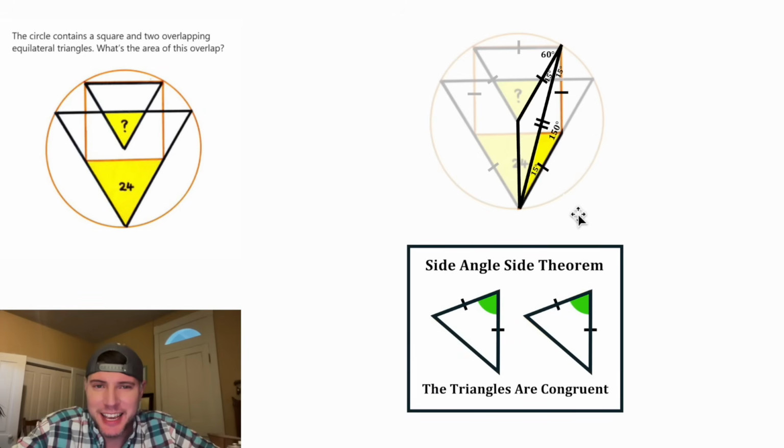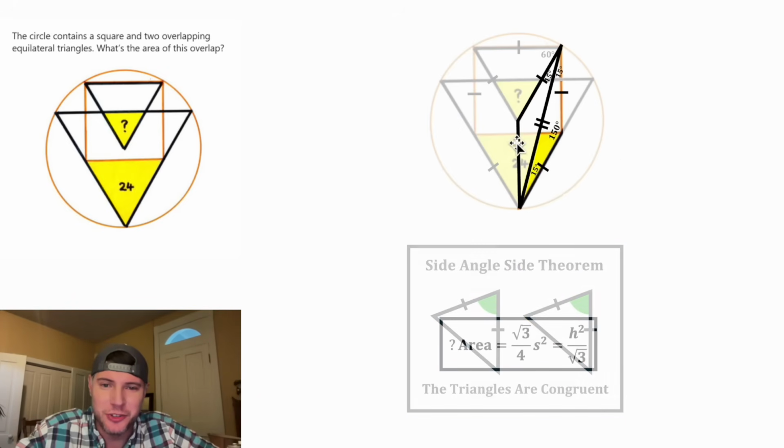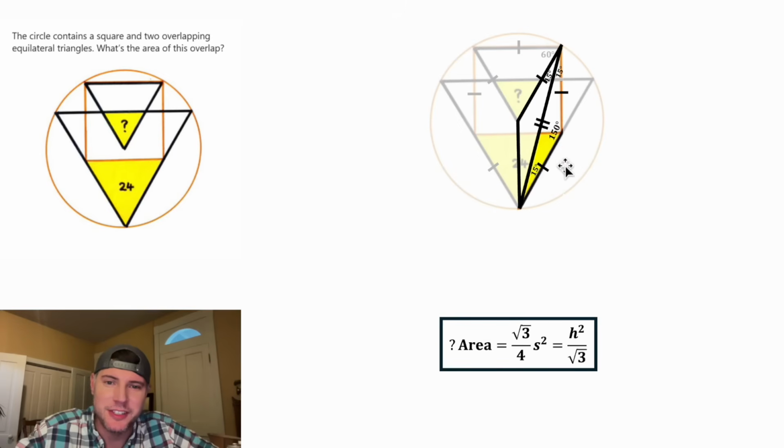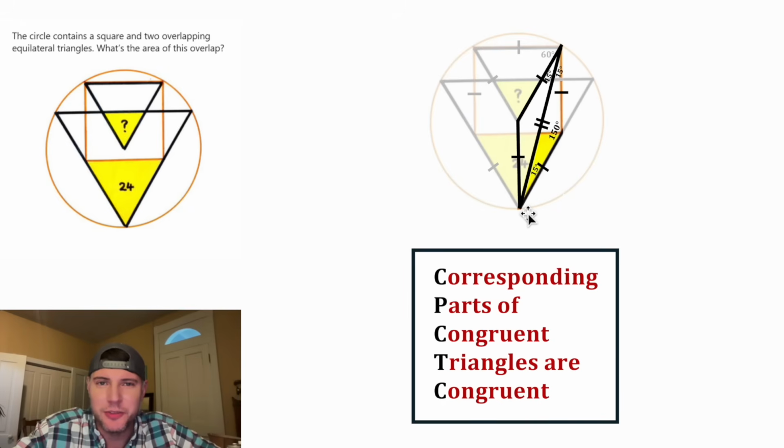Now by the side angle side theorem, we know that these two triangles are congruent. Anytime you have two triangles that contain two pairs of congruent sides and the angles in between those sides are also congruent, you know the two triangles are congruent. And then since these two triangles are congruent, we also know that this side is congruent to this side, so we can give it a dash mark. That's called CPCTC. It stands for corresponding parts of congruent triangles are congruent.